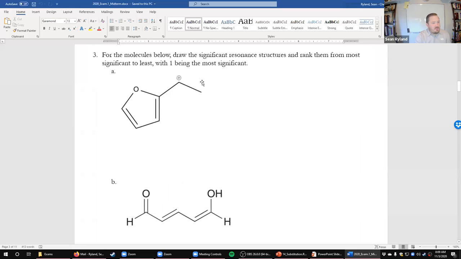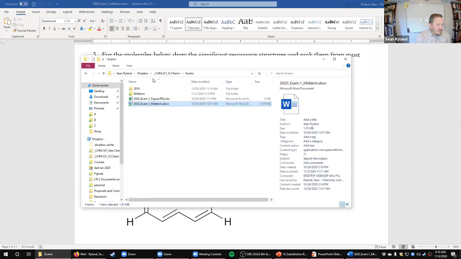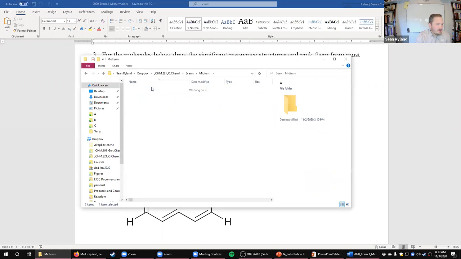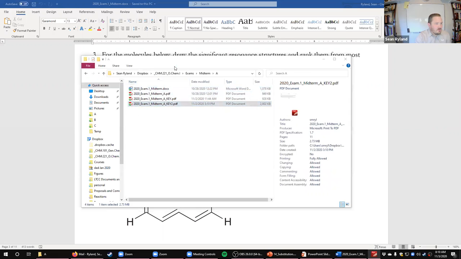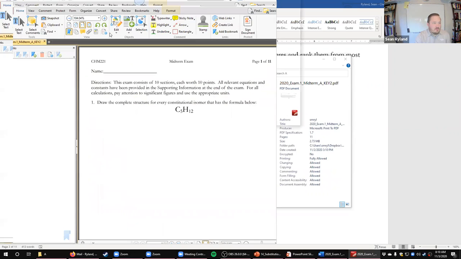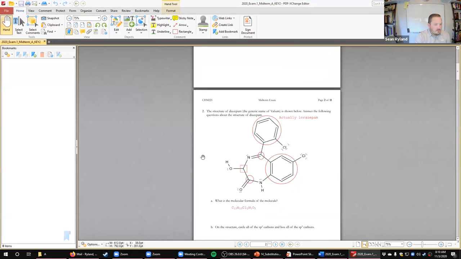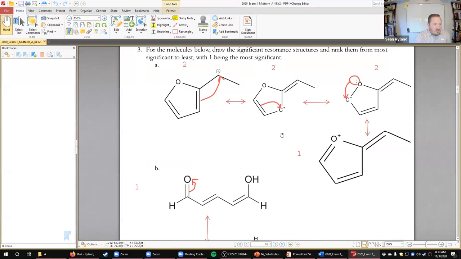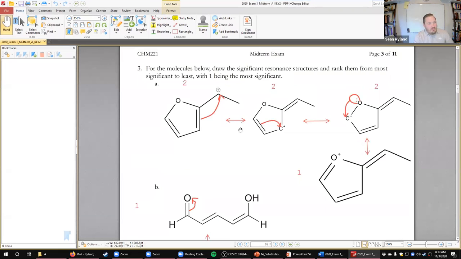For the resonance structures, and actually I think I have a key saved for some of these. So for the test that had a positive charge here, one of the keys was to remember that you draw your arrows from your electrons to the positive charge. Positive charge is an empty spot in a p orbital.